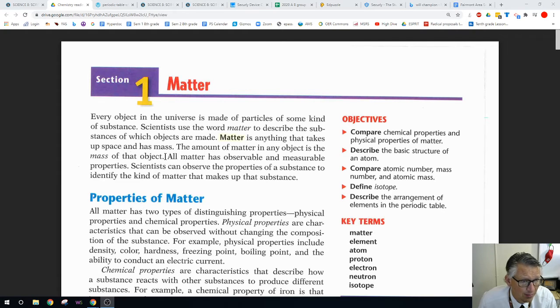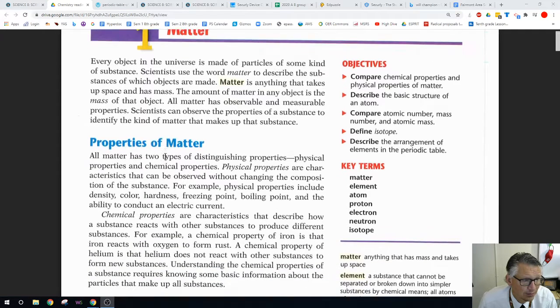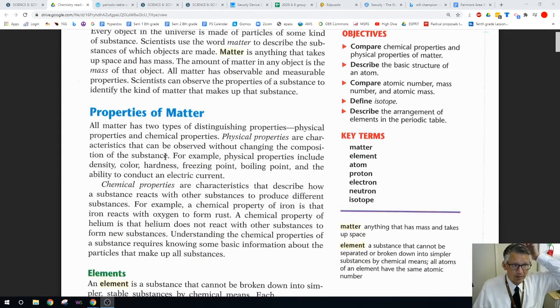Scientists can observe properties of a substance to identify the kind of matter that makes up the substance. Properties of matter. All matter has two types of distinguishing properties: physical properties and chemical properties. Physical properties are characteristics that can be observed without changing the composition of the substance. For example, physical properties include density, color, hardness, freezing point, boiling point, and the ability to conduct an electric current.